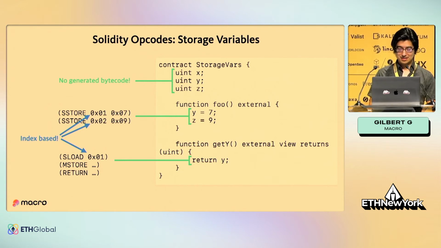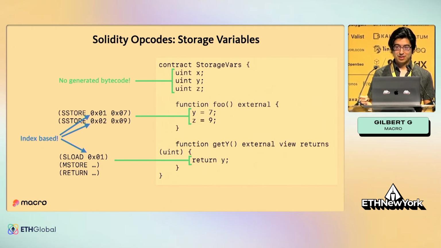Now, because they're index-based, sometimes that doesn't matter, sometimes it does. Your variable names certainly do not matter. You can name your variables whatever you want, and it will still work, because the bytecode that you end up with does not have variable names in it.